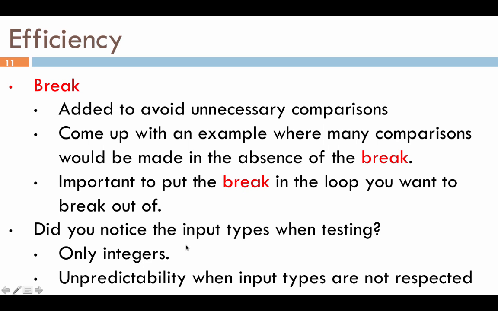Also, did you notice the input types when we tested the program? Only integers. And you also notice that the output is highly unpredictable when the input types are not respected. What are the outputs? Those are not very important. We should not really care about what the output is when the input is wrong.